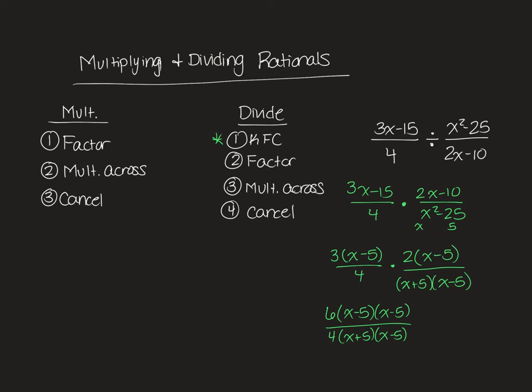Now you can cancel something that's the same on both top and bottom. So one of the x minus 5s will cancel. And then we can reduce 6 over 4. So both are multiples of 2. So 2 goes into 6 3 times, 2 goes into 4 twice. So this will reduce to 3 times x minus 5 over 2 times x plus 5. That's your final answer.